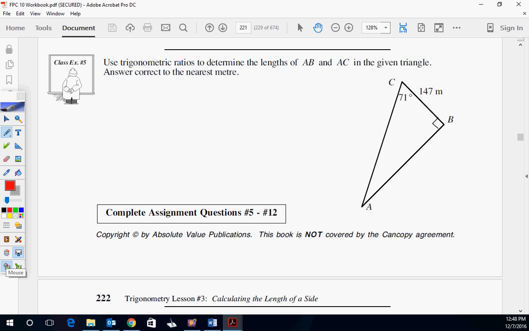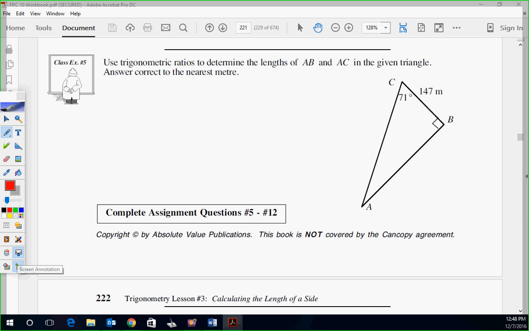Okay, use trigonometric ratios to determine AB and AC. So we're finding 2 values here. Let's find AB first. So we're trying to find this guy. Okay, what do we have here? Yeah, we're going to use tan. Opposite over adjacent. So for tan, you're going to have tan 71 equals, we'll call it AB over 147. So we go 147 times tan 71 equals AB.